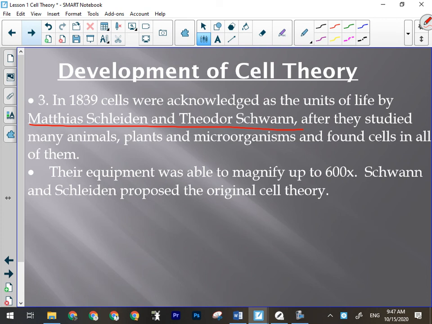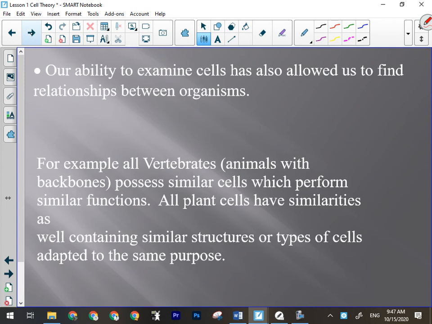All right, so those two guys probably should know their names. There are really only 4 names to remember here: Hooke, Leeuwenhoek, Schleiden, and Schwann. Those are the 4 you need to know.